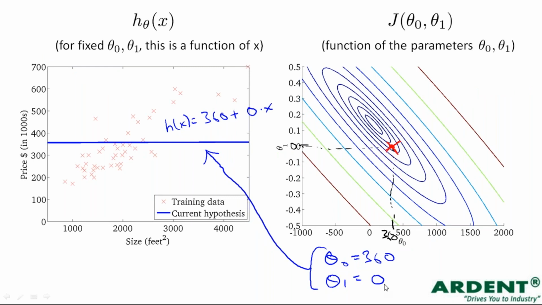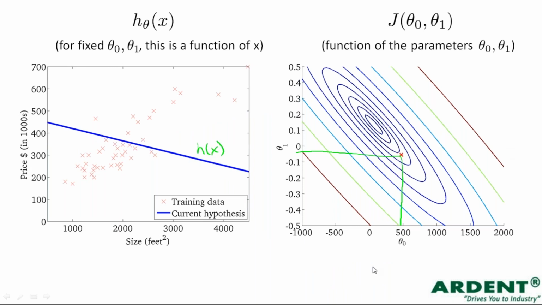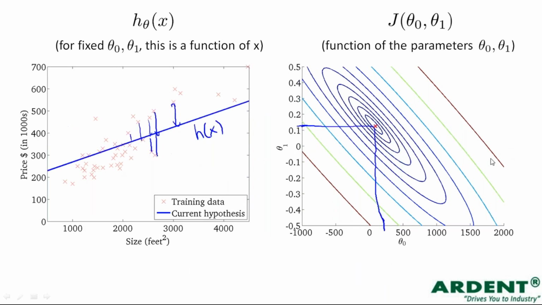Okay, so if this is also repeated, like if theta 1 is 0, then it will get some straight line. This is also not valid. This one is also not valid, but this one is actually valid. This is a valid line.